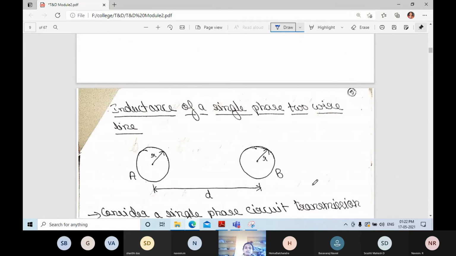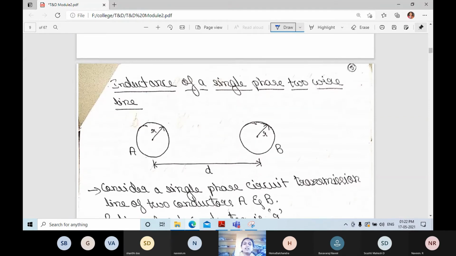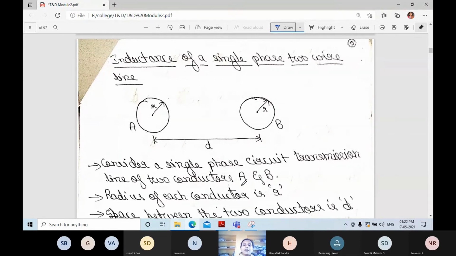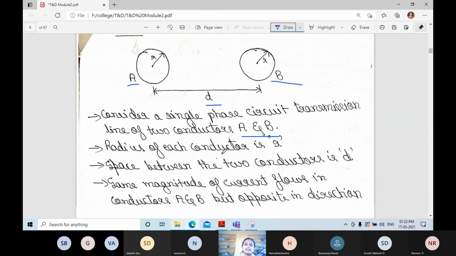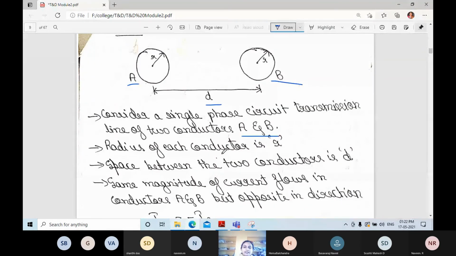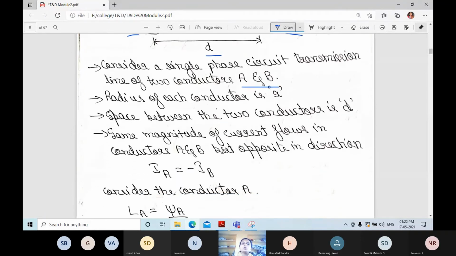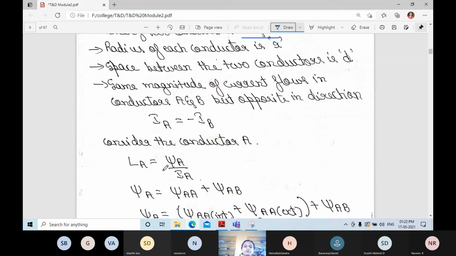We have considered here a single phase transmission line of conductors A and B. You can observe that conductors A and B have the same radius r, and the distance between the two conductors is small d. The currents have the same magnitude but flow in opposite directions. So IA is equal to minus IB, we can write.